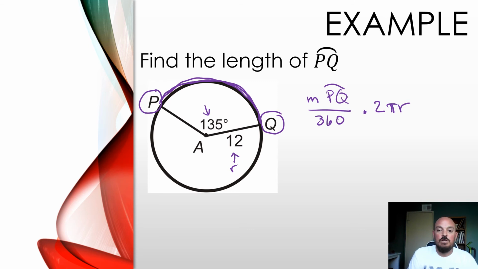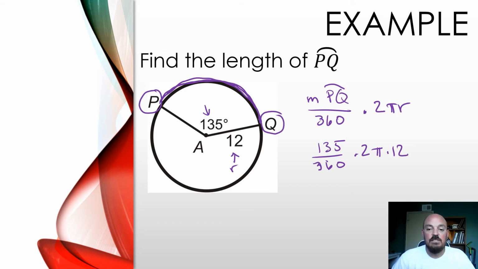Now, the measure of PQ is 135, and 2 pi times the radius, which is 12. So what we have is 135 over 360. You can use fractions or divide. I would probably grab a calculator and do 135 divided by 360 times 2 times pi times 12. I'll pause and do that work. All right, I got about 28.27 for that one on the calculator.